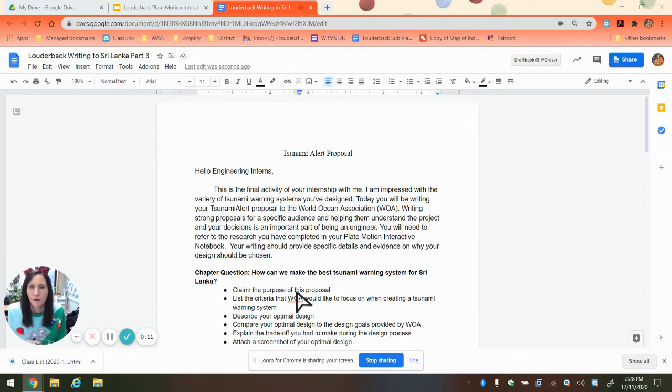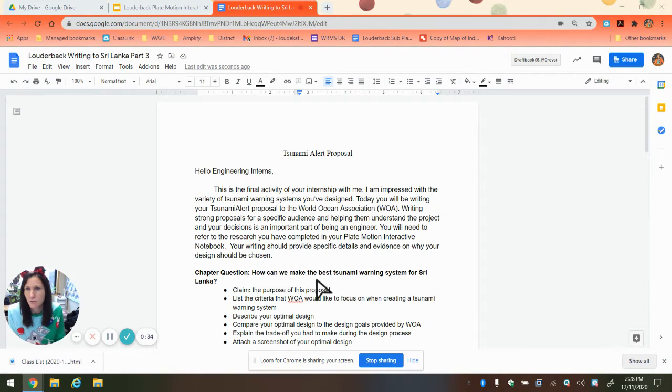So what we're going to do in this final activity of your internship is to write a proposal from the World Ocean Association to convince the people of Sri Lanka to pick your tsunami alert design, okay? This is going to be based on your research data you've collected using the tsunami alert and the information you filled out in your interactive notebook.